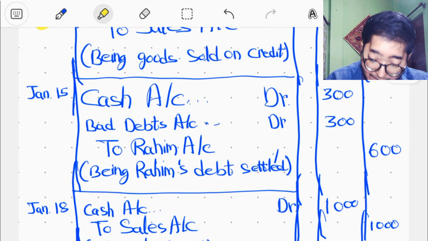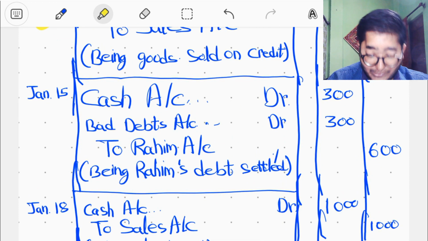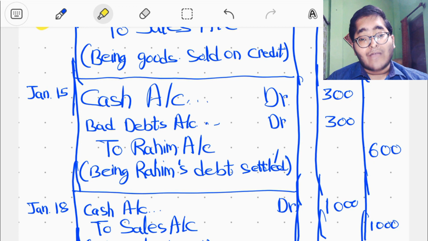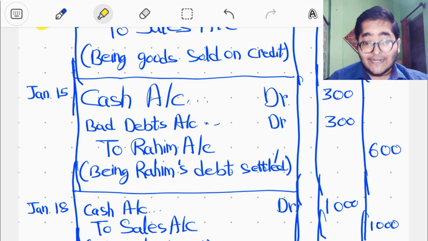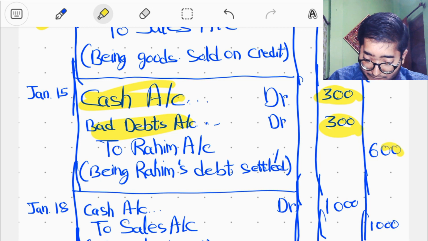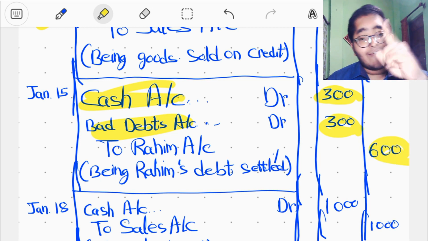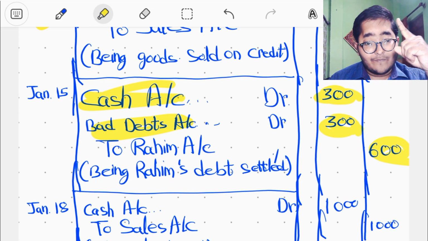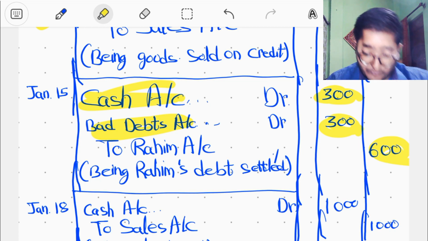Now the next, cash account debit rupees 300, bad debts account debit rupees 300 to Rahim account 600. Rahim's debt was 600, of which he paid 50 paisa in a rupee, and that is why 50% is paid in cash, rupees 300, and the other 50% is the bad debt. So one transaction, three accounts affected. What are the accounts? Cash account, bad debt account, and Rahim account.